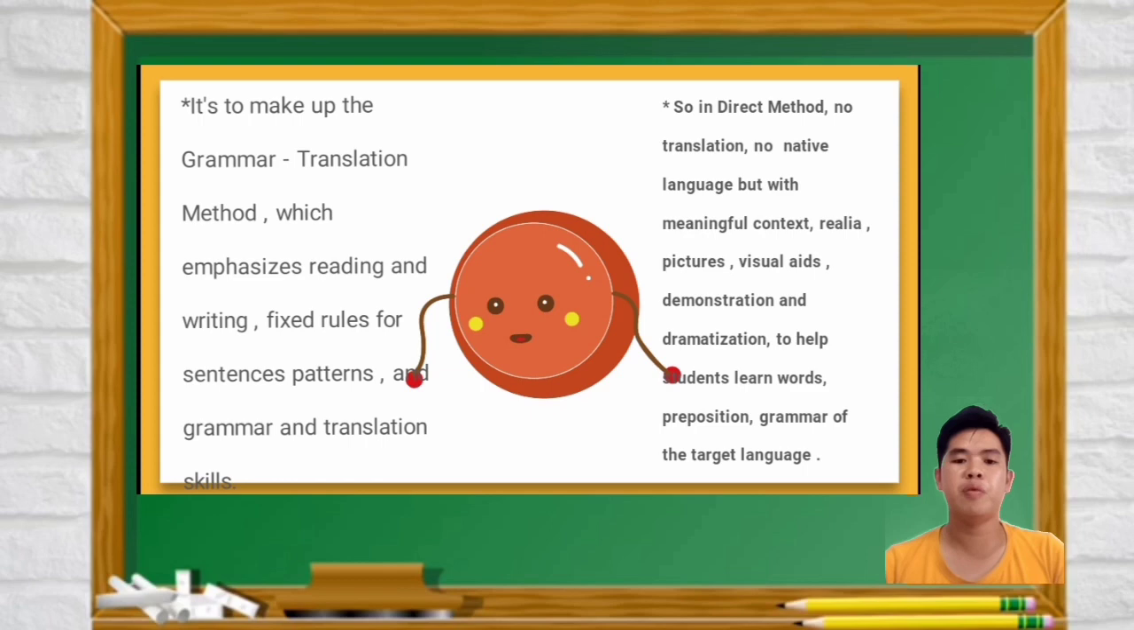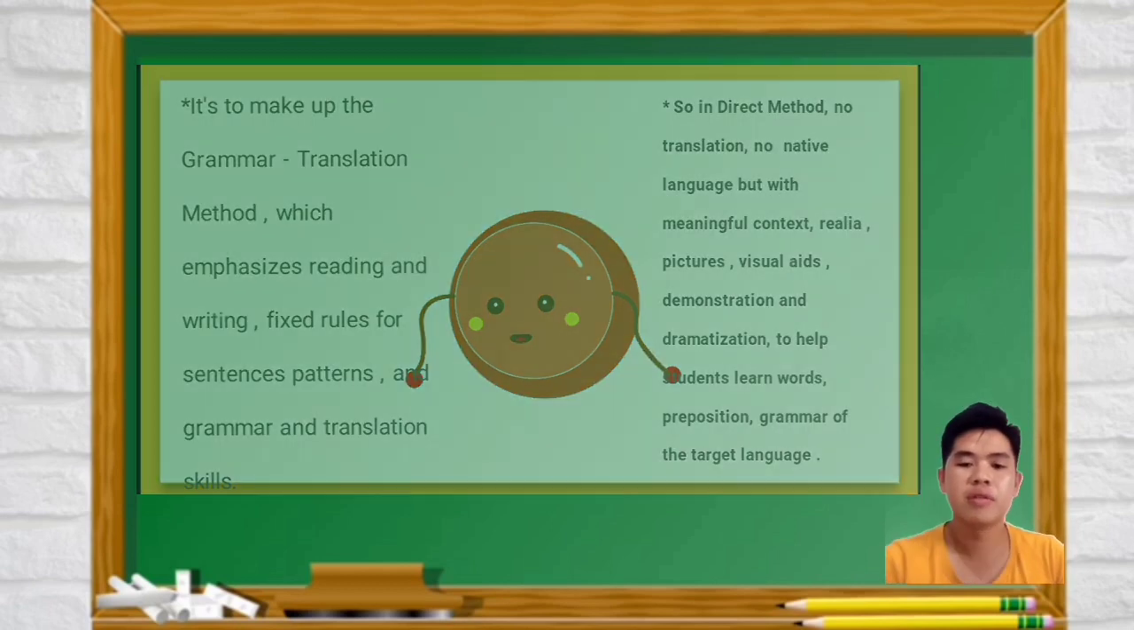It is to make up for the grammar translation method, which emphasizes reading and writing, fixed rules for sentence patterns, and grammar and translation skills. So in DM, no translation, no native language, but with meaningful context, realia, pictures, visual aids, demonstration, and dramatization to help the students learn words, pronunciation, and grammar of the target language.